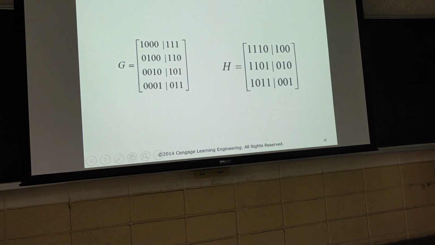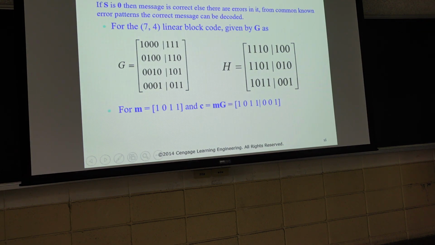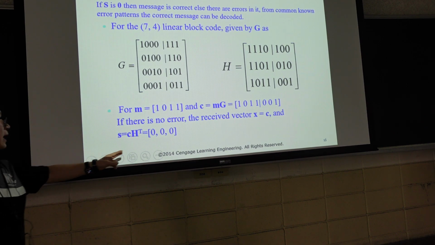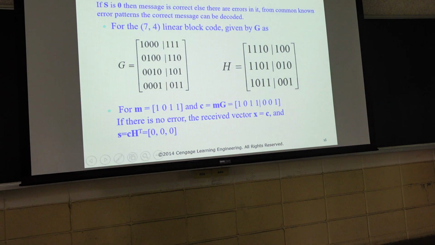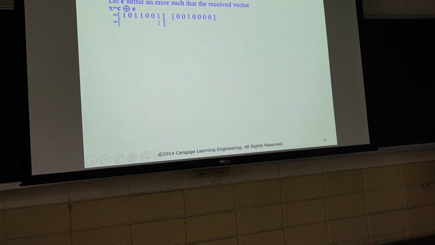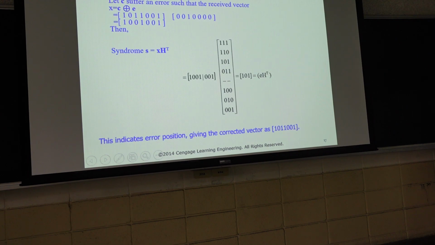This is the previous example with a G and H. If we don't have an error, then we will have the zero vector, that is no problem at all. If we have an error here, then we can find a non-zero vector here. This serves as a syndrome. We can find it, and then no problem.